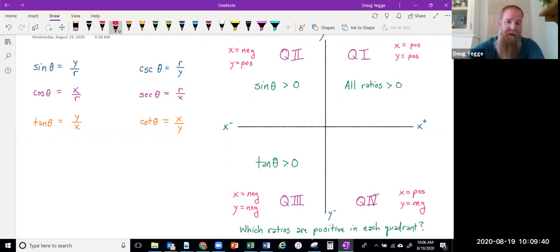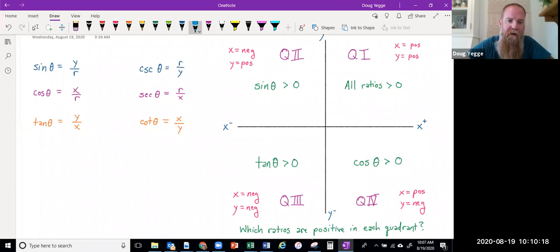And now if we take a look back again, a negative divided by a positive is a negative. Negative divided by a positive is also a negative. But now when you take a look at a positive divided by a positive, now I see that cosine of theta is going to be positive over here. So there's a very simple way to remember which ratios are positive or negative without having to draw the triangles or without having to actually really think through this process.